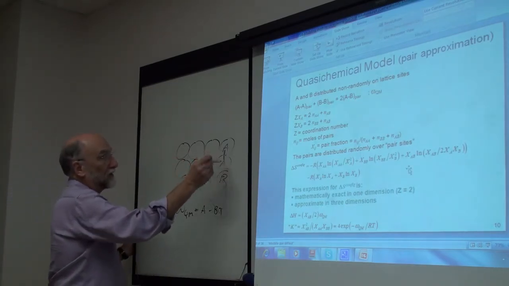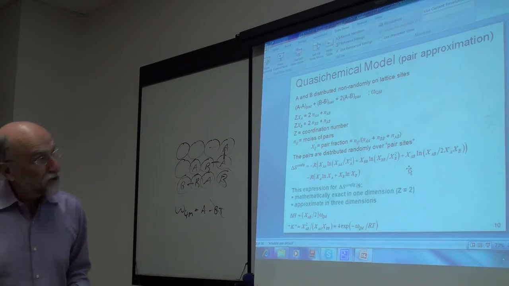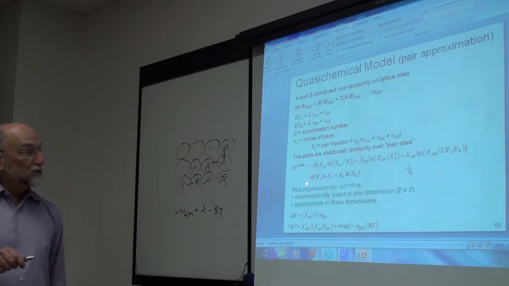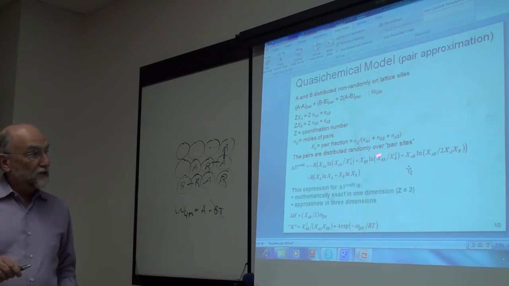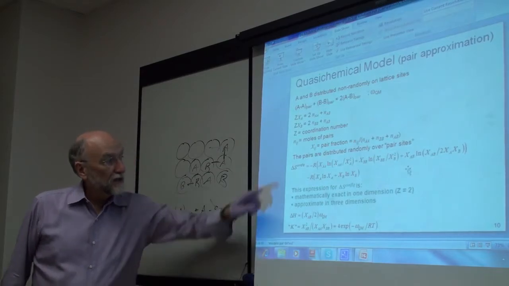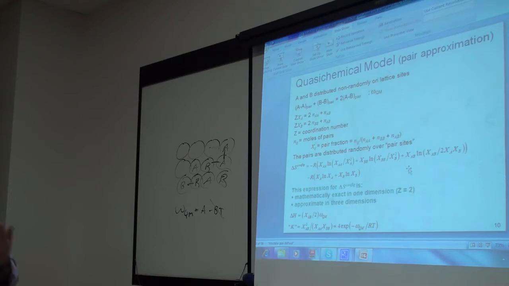But then that overcalculates the entropy, because if this is an AA pair, then this obviously can't be a BB pair. So you've overcalculated it. So what we did was we then divide each term here by the value in an ideal solution. You wanted this at least to reduce to an ideal solution in the limit. So in the limit of random mixing, XAA is XA squared, XBB is XB squared, XAB is 2XAXB. So in the limit of a random solution, this first term would be 0, and then I add in the ideal mixing entropy. So by putting in the denominators here and adding this term, I assure that delta S configuration is equal to the ideal entropy of mixing in the limit of an ideal solution. But that is an approximation.